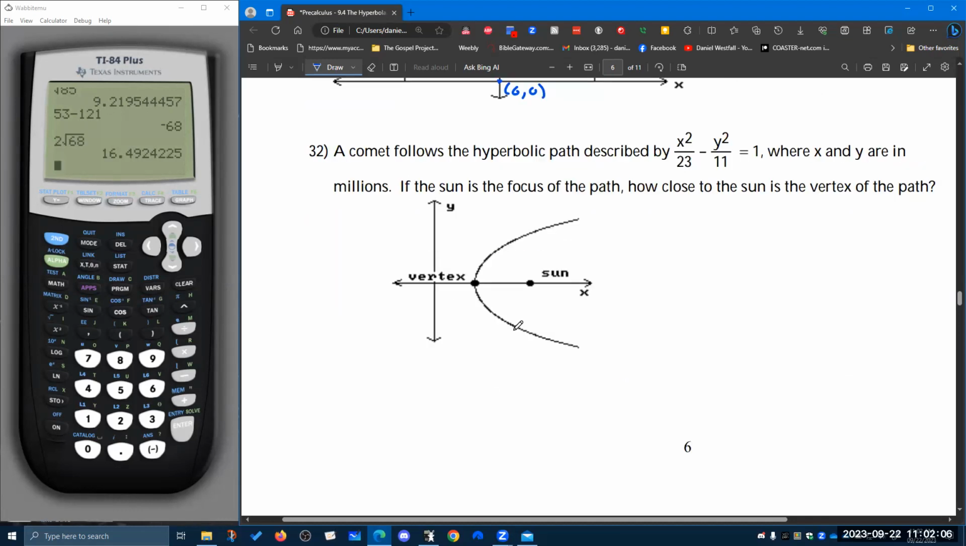Finally, we've got a comet here that's going to travel in a hyperbolic path that's defined by x squared over 23 minus y squared over 11 is equal to 1. The distance between the center that's at 0, 0 and the focus, which is the sun, is going to be a distance called c. And the distance between the vertex and the center here is going to be called A. Remember that A goes with the positive portion here. So A is the square root of 23.